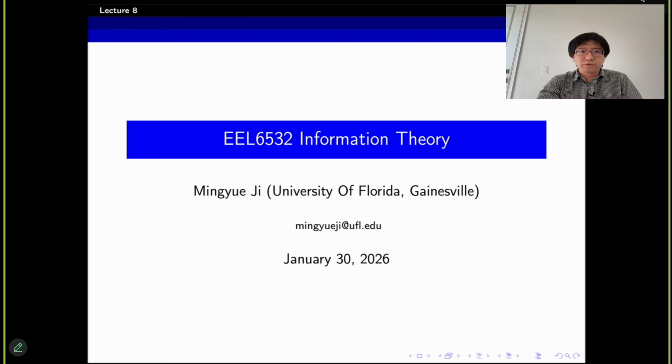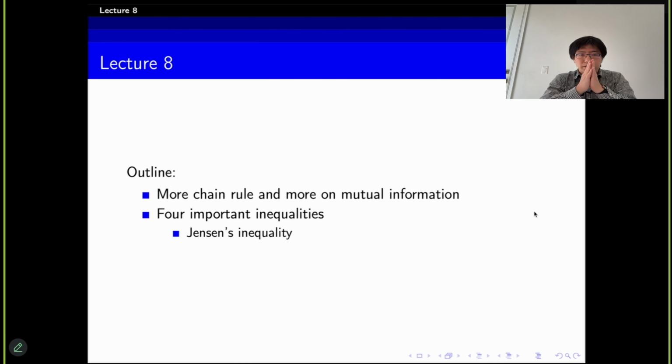Okay, so let's review what we covered in our last lecture. We talked about the last part of the chain rule and more on mutual information. In particular, we talked a bit about conditional mutual information. And then we introduced Jensen's inequality, which is one of the most important inequalities in information theory.